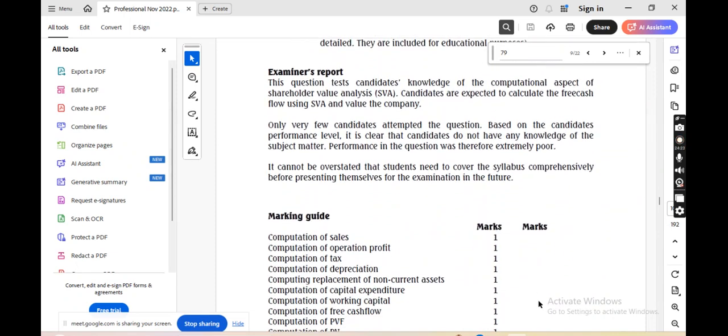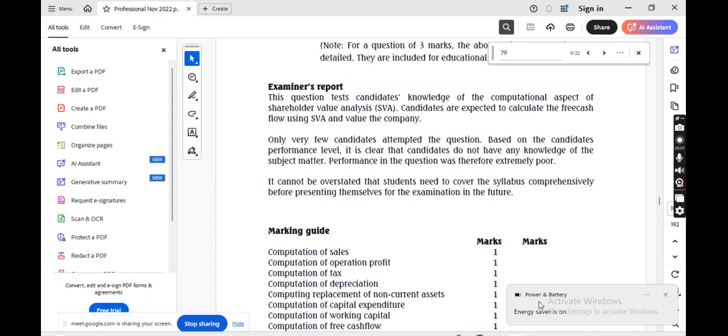This question tests candidates' knowledge of the computational aspect of shareholder value analysis. Candidates are expected to calculate the free cash flow using SVA and the value of the company. Only very few candidates attempted the question. Based on the candidates' performance level, it is clear that candidates do not have any knowledge of the subject matter. Performance in the question was therefore extremely low. Poor, right? That is very poor.